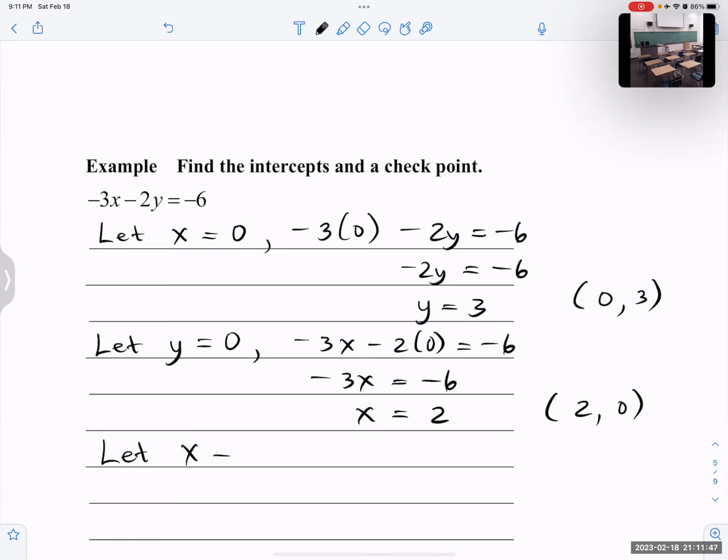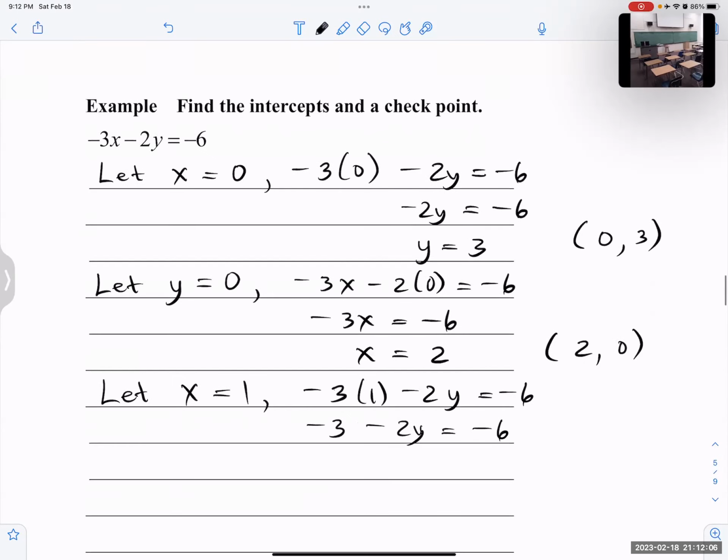So letting x equal 1 to find a third point on the line, we have -3 times 1 minus 2 times y equals -6. So -3 minus 2y equals -6. -2y equals -3. Divide by -2, so y equals 3/2, or 1.5.